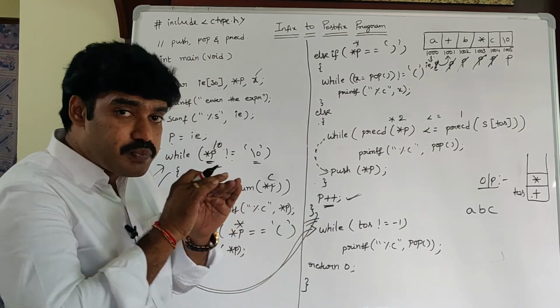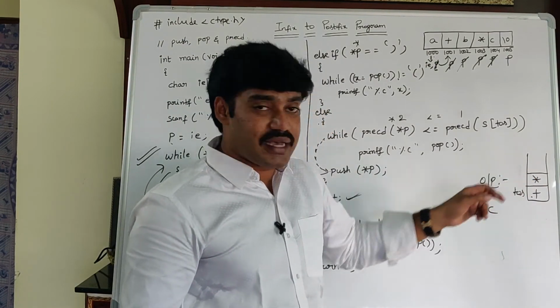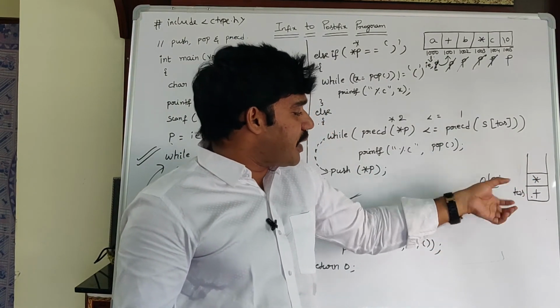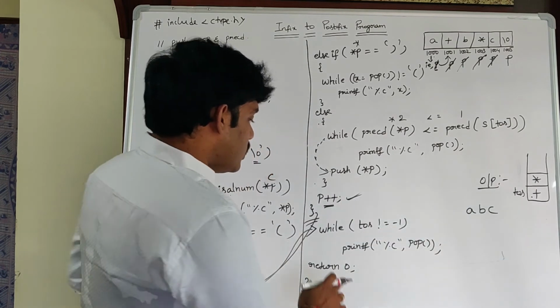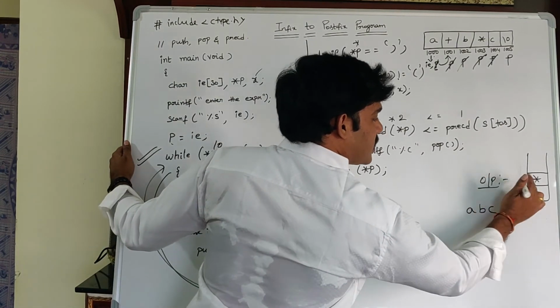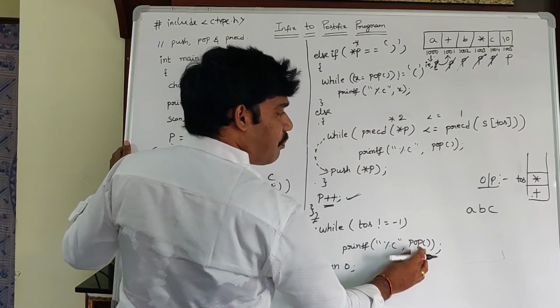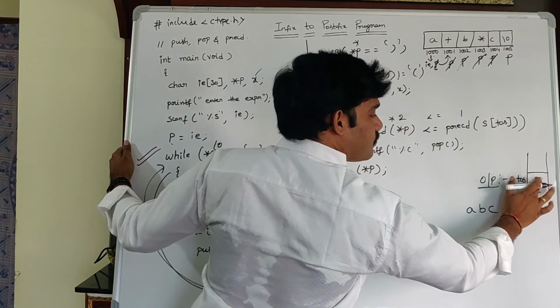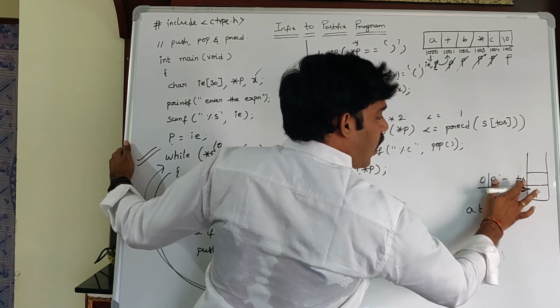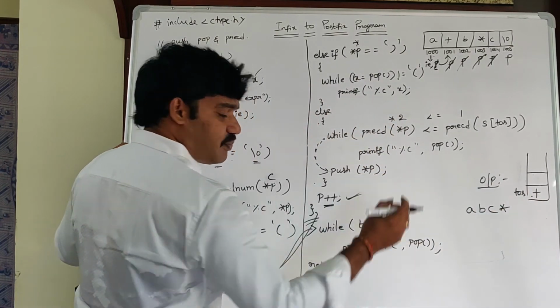Next, that means our input string is over. If there are any operators in the stack, then pop all the operators and place them into the output. So while top of the stack is not equal to -1, the top of the stack now points to the topmost element. printf %c, pop. What is meant by pop? After deleting the top of the stack, decrement the top of the stack. That is nothing but the pop function.